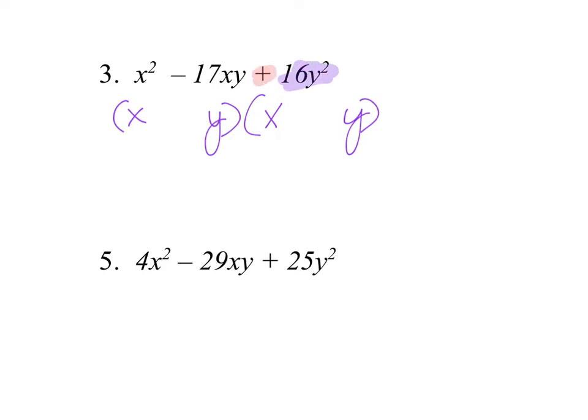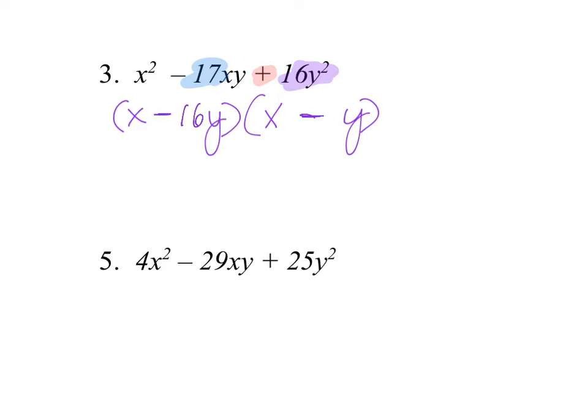That adds to 17. Well, that's 16 and 1. So I have a 16 and a 1. I am adding them together so they're both the same sign, so they're both minuses. So I have (x minus 16y)(x minus y).